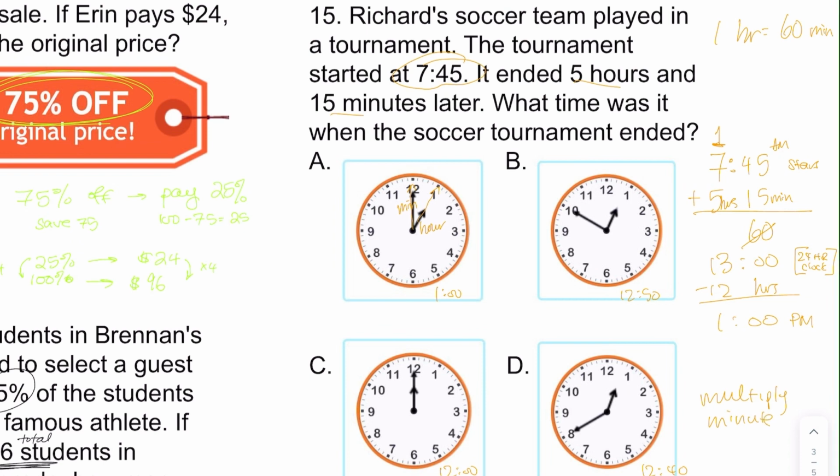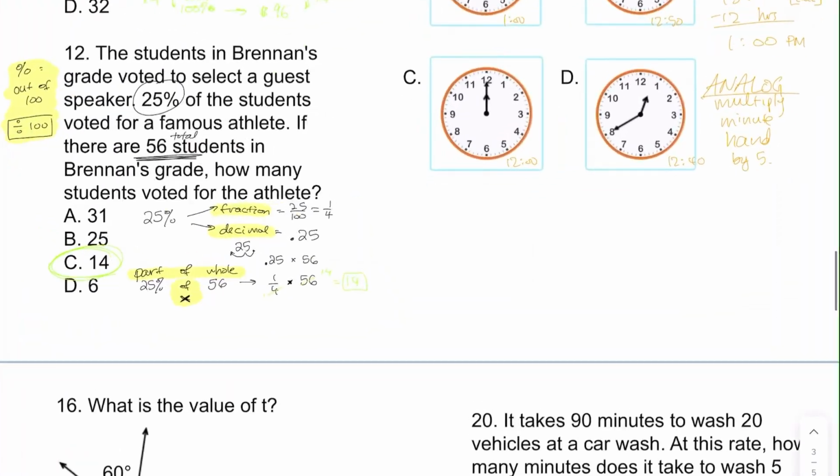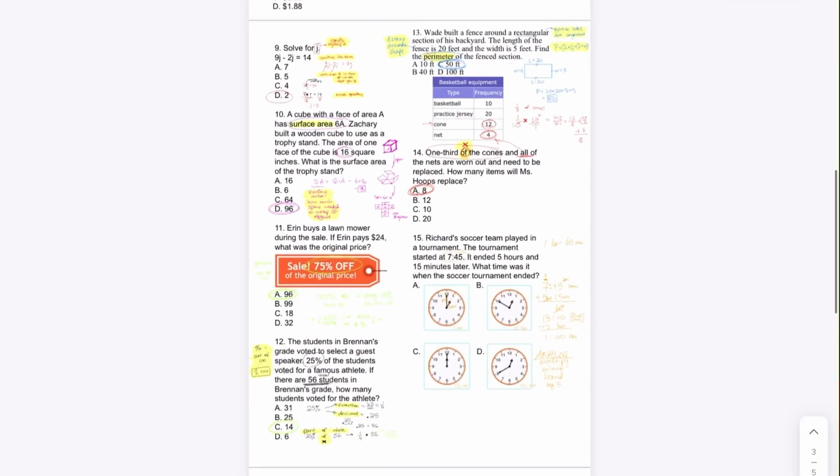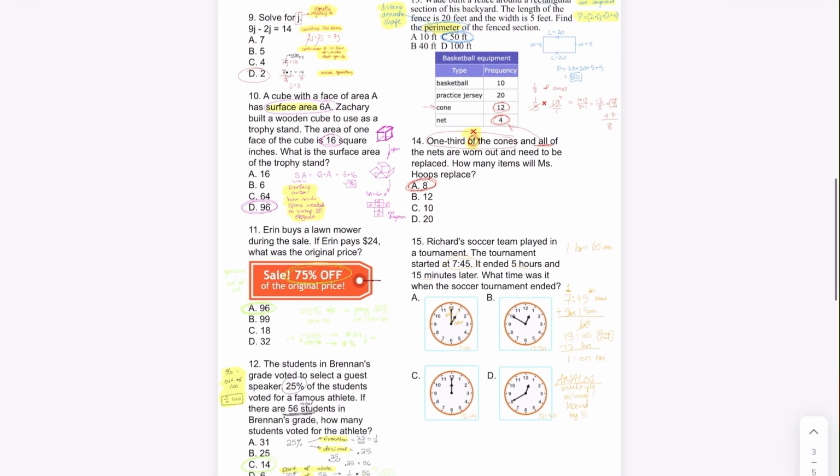So here, to read an analog clock, you have to multiply the minute hand by 5 because there are 60 minutes in an hour. So you have 12 numbers on this clock, so you have to multiply it by 5 since you're counting by 5. All right, and here's a summary for this page.